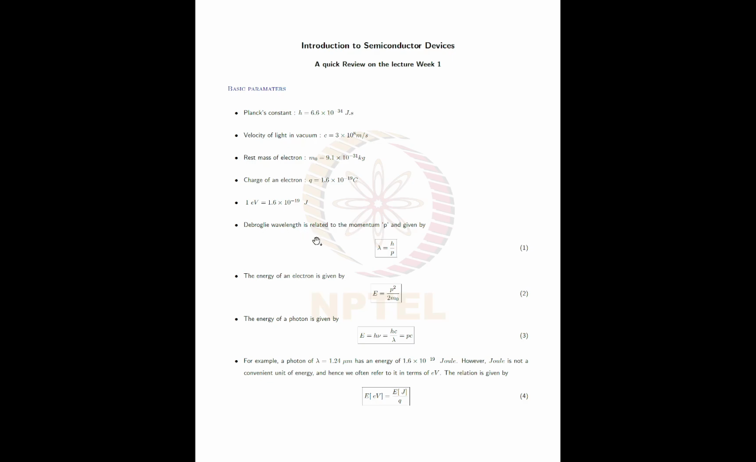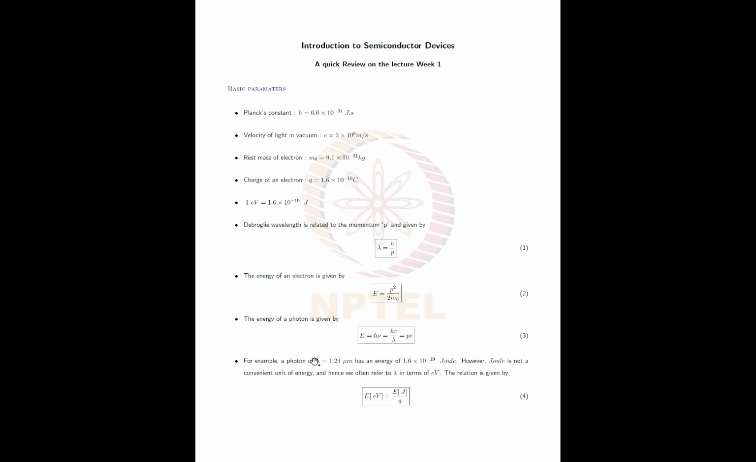Then this is a very important formula for quantum mechanics, the de Broglie equation, which relates wavelength to particle momentum, lambda equals h by p. Then the electron energy is calculated using E equals p square by 2m naught, and the photon energy is equal to h nu or hc by lambda or pc, momentum into velocity.